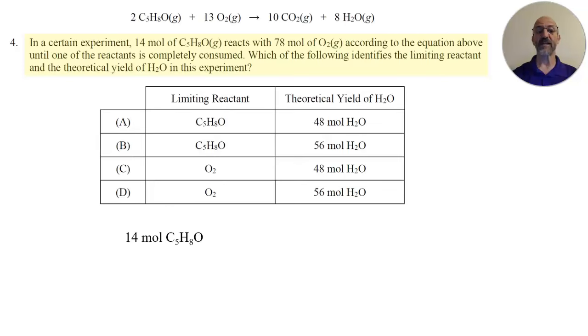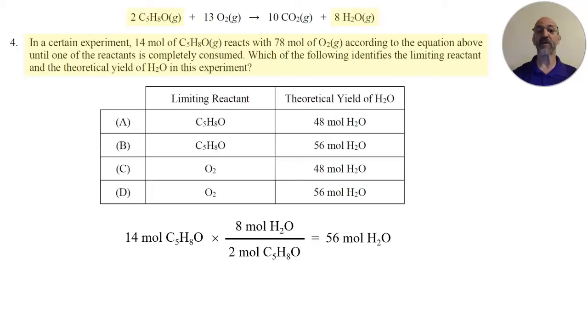I'll start with the 14 moles of C5H8O. And because I'm focusing on water as the product, the coefficients will be 8 for water and 2 for the reactant C5H8O. So you can see I'm putting 8 moles of water on the top and 2 moles of C5H8O on the bottom. And so now with my conversion factor in place, it would be 14 times 8 divided by 2. Now I get 56 moles of water, which is listed as the theoretical yield in choices B and D, but I'm not done yet.